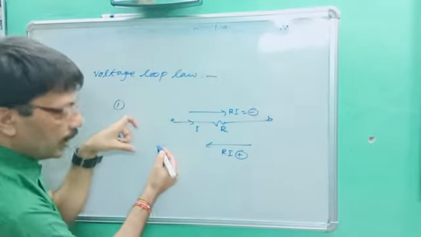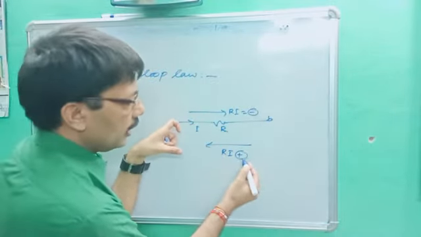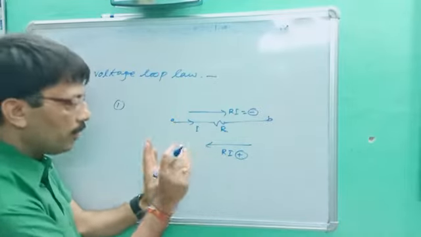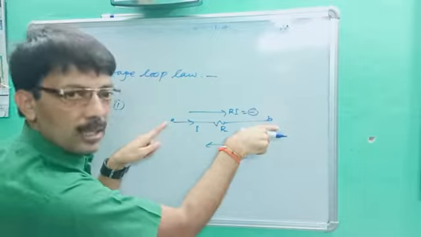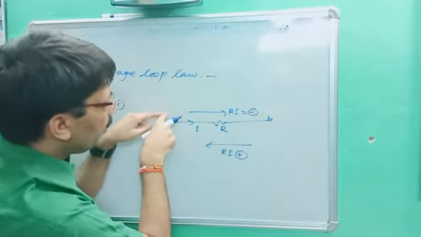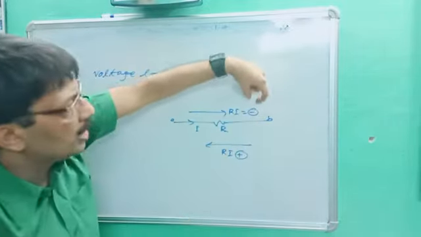If you are moving in the opposite direction of current, the multiplication of resistance and current will be positive. This happens because from A to B, it means potential at A is more and potential at B is less, and Ri is the potential. It means you are moving from higher potential to lower potential. That's why it is negative.